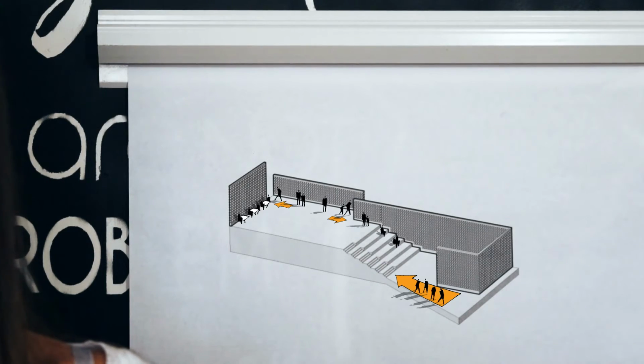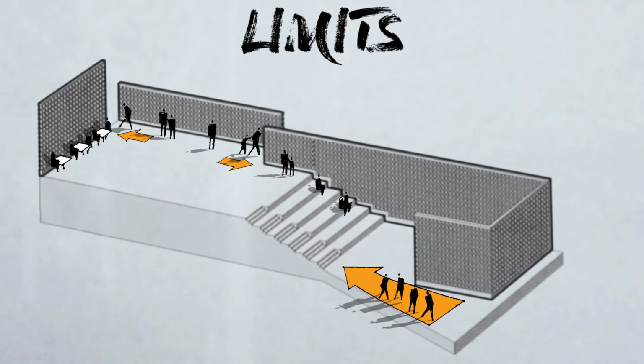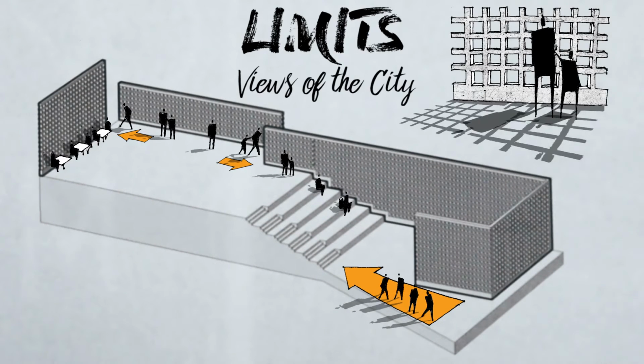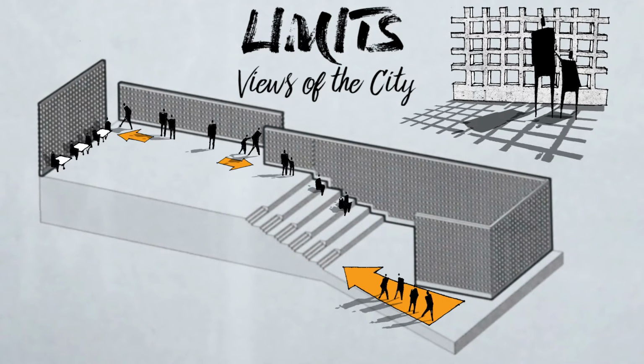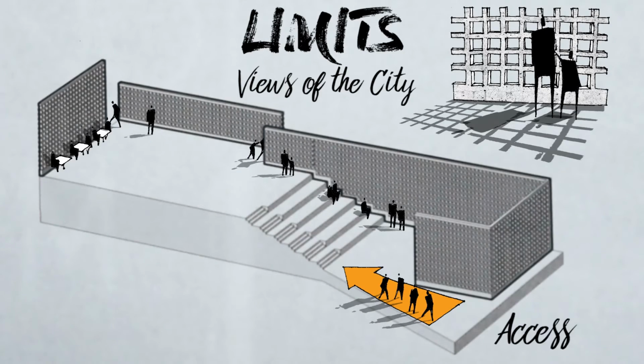The second strategy will be to create new limits using an open work wall. This will solve the problem of not having defined limits. And at the same time, because of the materials of this wall, it will explore the potential views, allowing people to see the city from the inside. It will filter the light and also will generate different access to its surroundings.